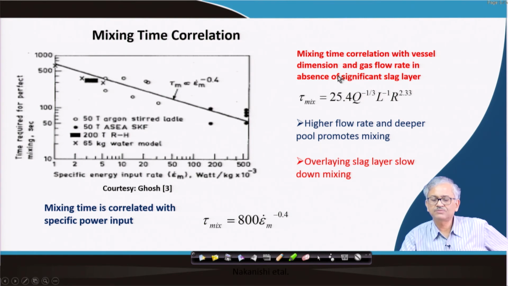So higher flow rate and deeper pool promote mixing. Another thing is that this correlation, as I said, is in absence of significant slag layer. If you have a significant slag layer, a thick slag layer, then mixing time becomes higher. So the overlying slag layer slows down the mixing.